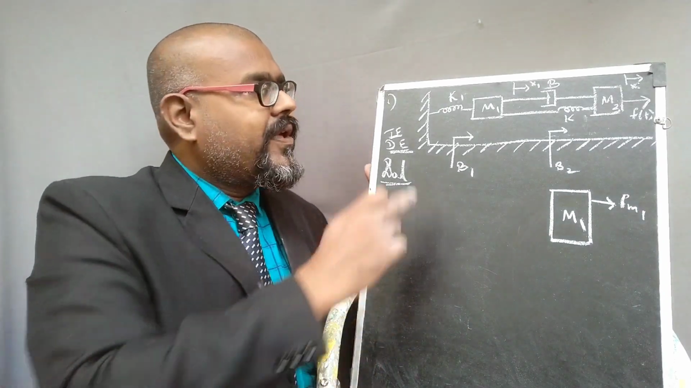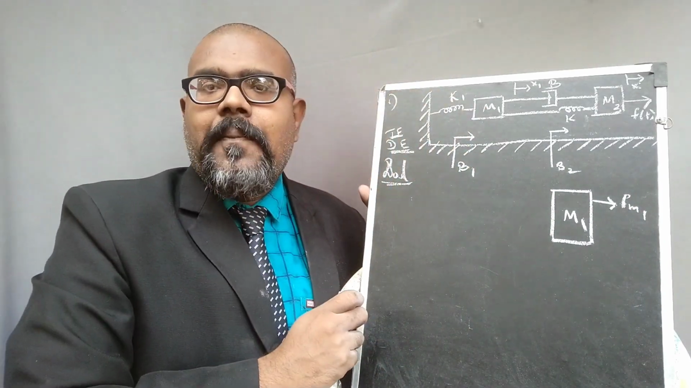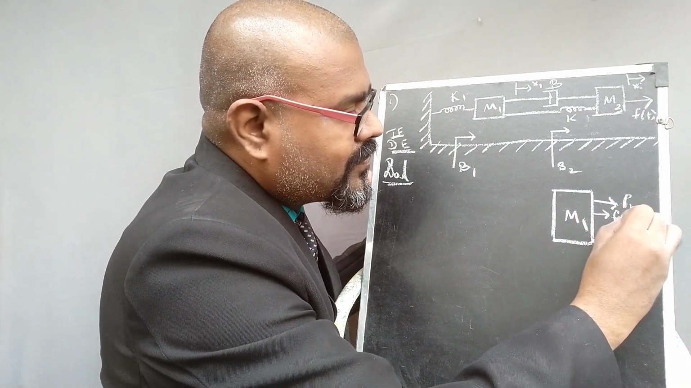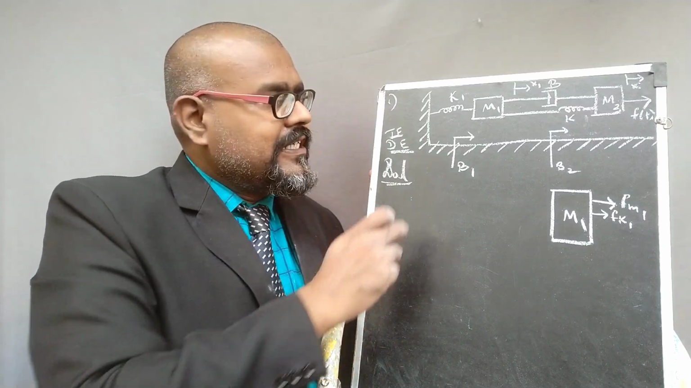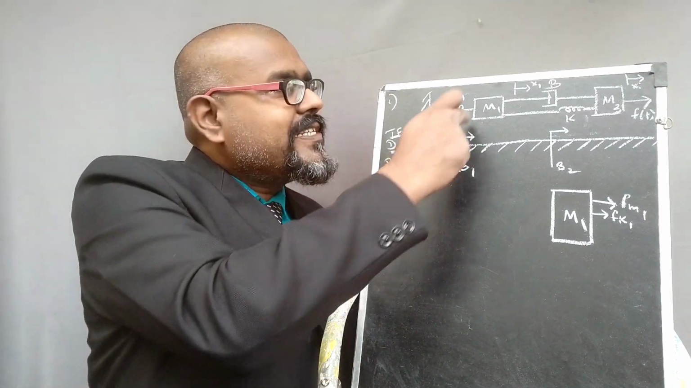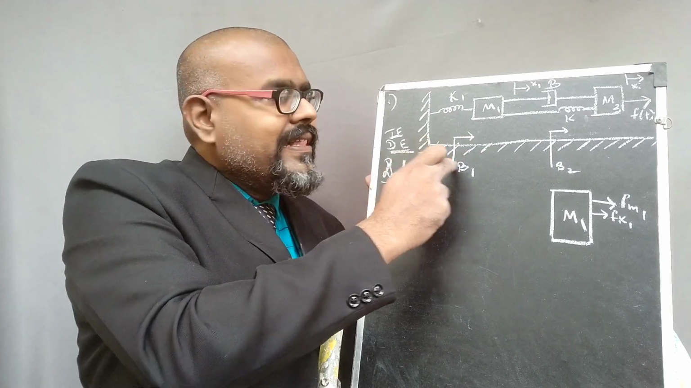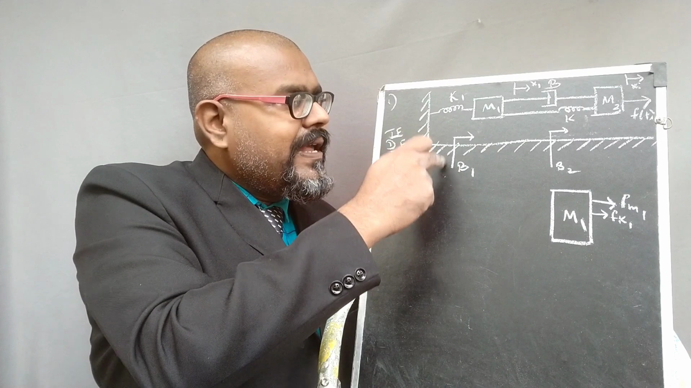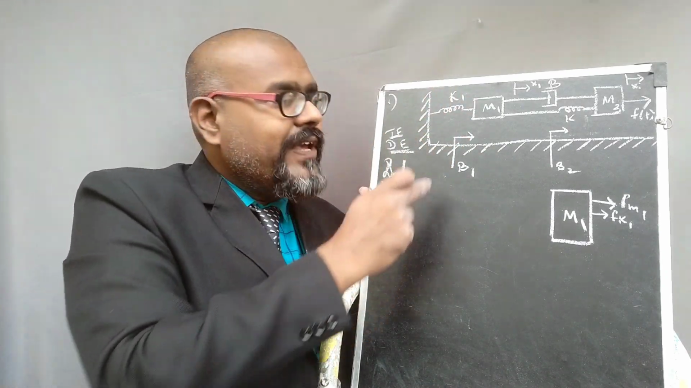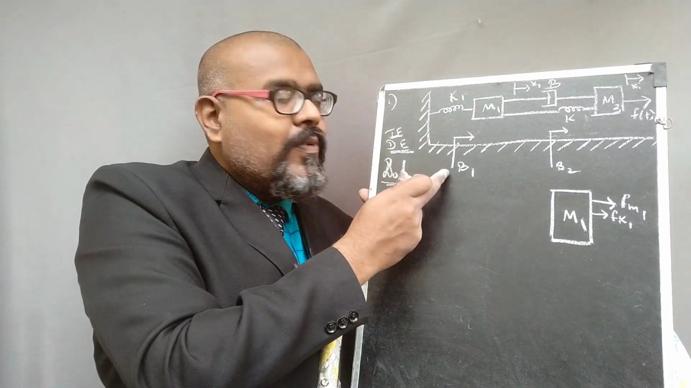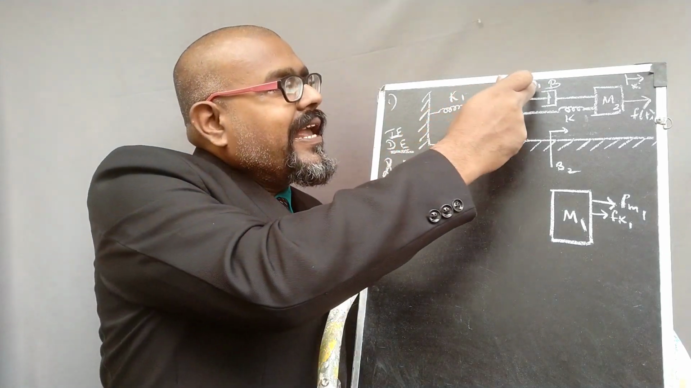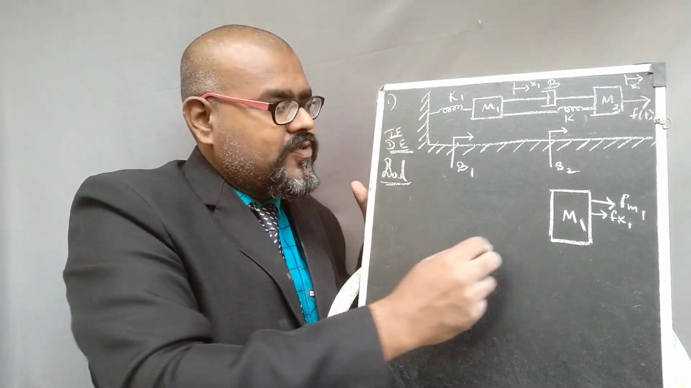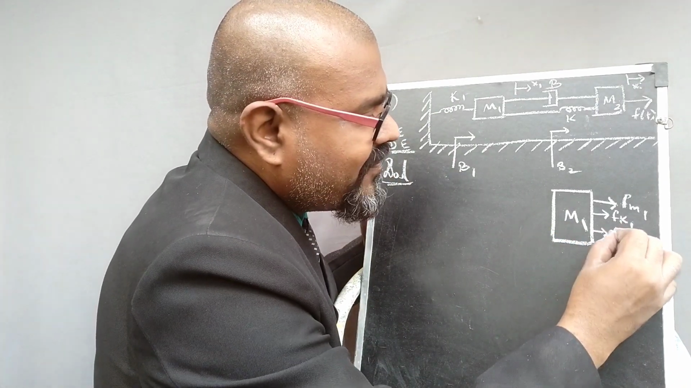Please remember, then the spring K has some opposing force on mass M1, that is Fk1. Then B1, even though it is not attached to M1, this notation shows that there is a frictional force between M1 and this wall. So we need to determine this also. B1 is the frictional force and x1 is the displacement. So the opposing force of B1 is FB1.